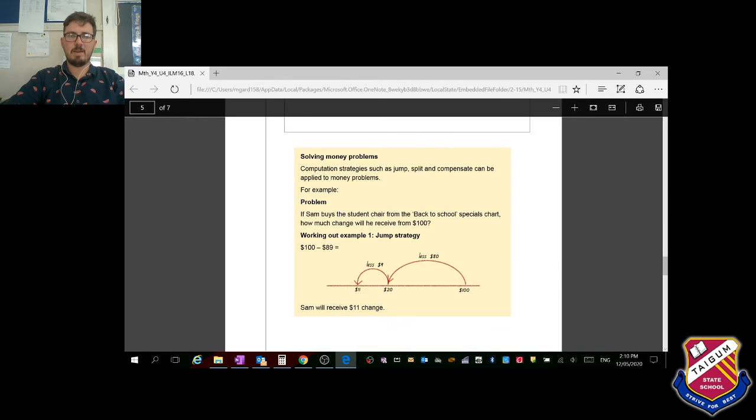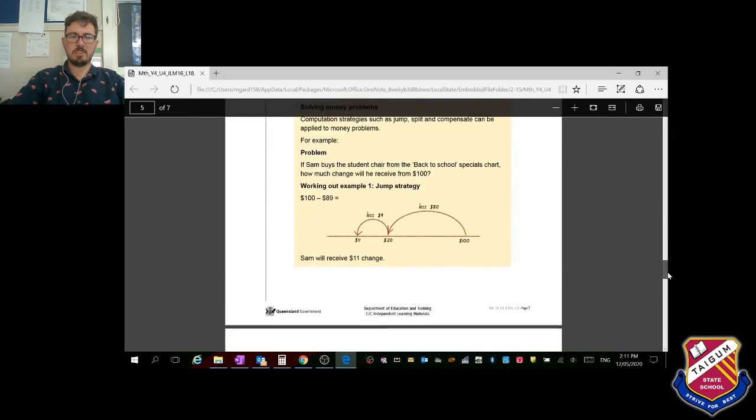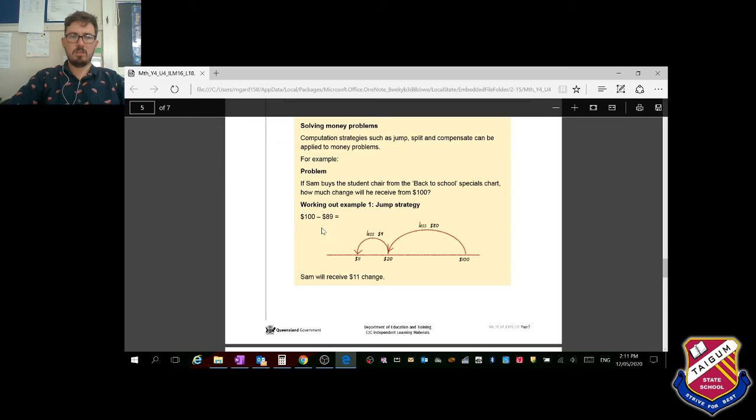Next, we're solving some money problems using jump, split, and compensate. So here's some examples. If Sam buys the student chair from the back to school specials chart, how much change will he receive from $100? So you could use the jump strategy. The chair is $89. He's paid using $100. They've started with $100. They've subtracted 80 and they've subtracted 9 to get $11 change.